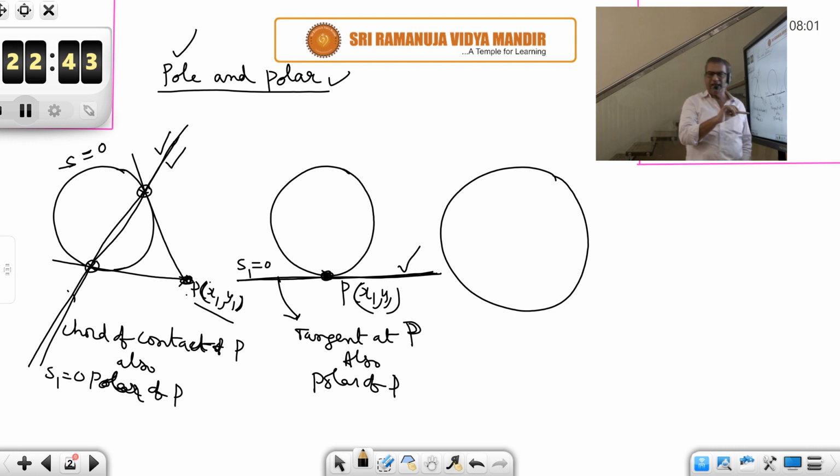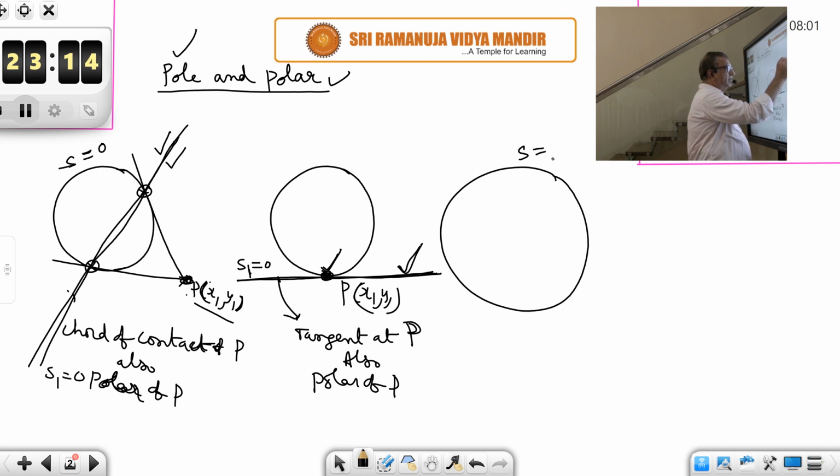Suppose for a circle a tangent is given, touching the circle at a point. So what is the pole of that line? If a line is just touching a circle, the pole of that line is nothing but the point of contact. Because for this point, this line is polar. And for this line, that point is pole. So point of contact is pole. Okay. Next.